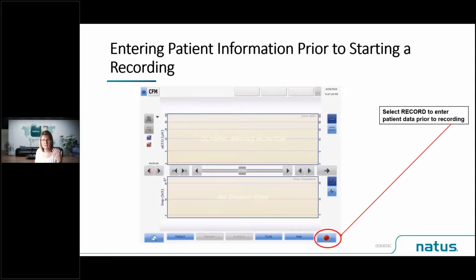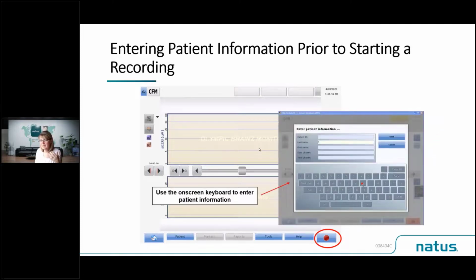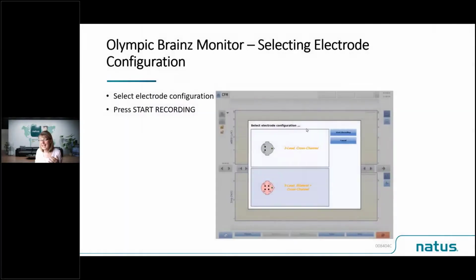The next thing we do is we enter the patient information. We click record. We enter the patient information using the on-screen keyboard as we need to. We then select which electrode configuration we have, 3 or 5 leads, and we click start recording. And we're good to go.